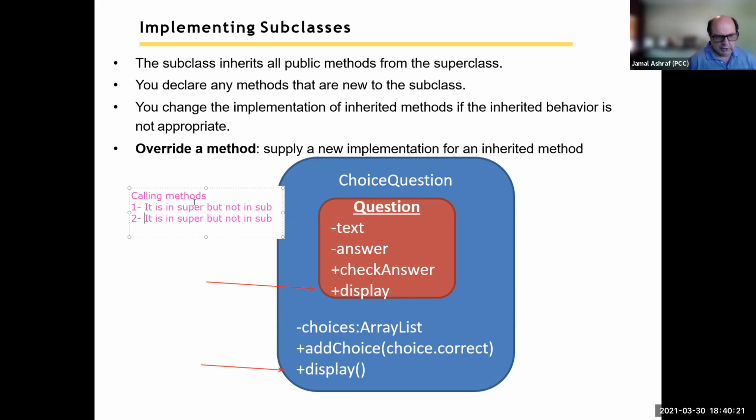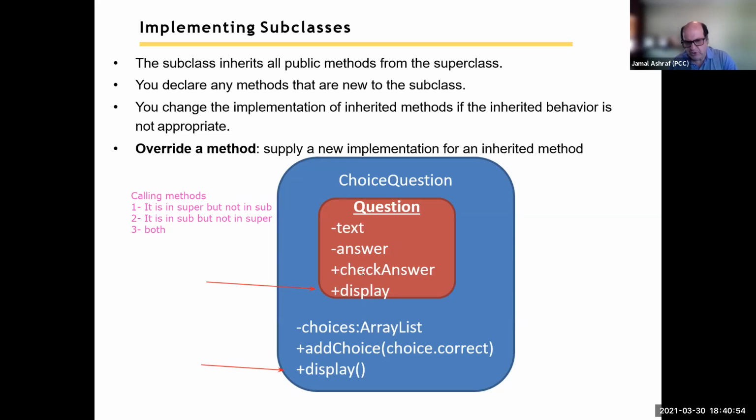So the next one is in the sub, but not in the super. And the last one is, it is in both of them. Okay, so if I am in the sub and I have a method that I don't have in the sub, and it's in the super, remember it contains it, so it's going to go and call that.